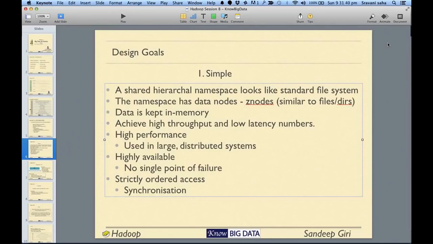Highly available, HA means highly available, means there are multiple machines running ZooKeeper in parallel, so that even if one machine shuts down, there is no problem to any of the people seeking the coordination. Okay, and strictly ordered access, meaning synchronization.